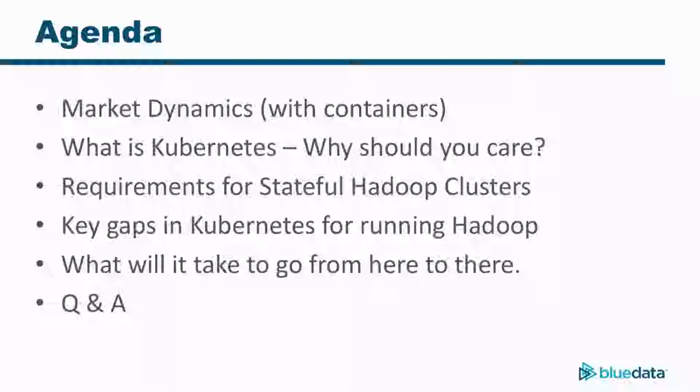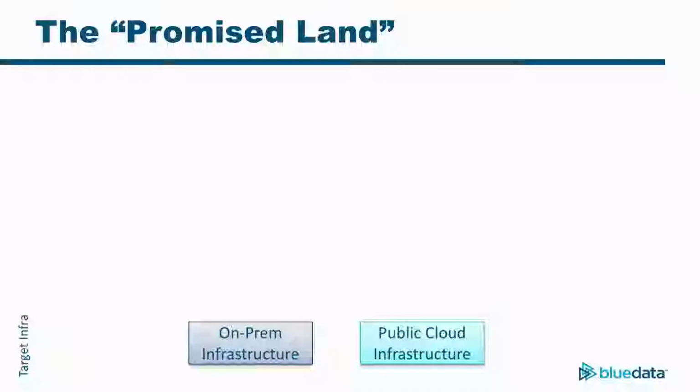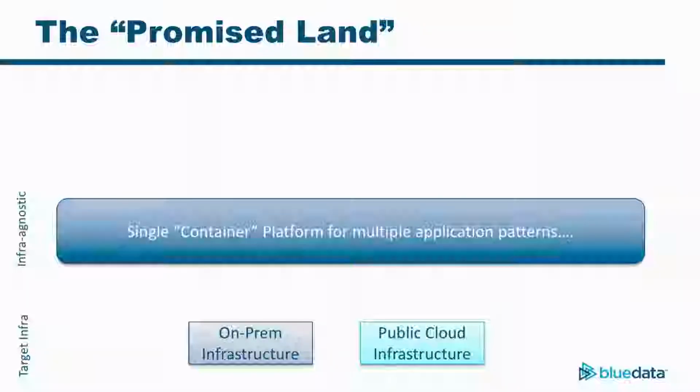So with that, I'll jump into it really quickly. The promised land. So we talk to a lot of customers, and what they're looking for, and what we hear, and this is our interpretation, is they have on-prem infrastructure, they have a desire to go to the cloud, or they're already in the cloud. So they have a combination of on-prem infrastructure and public cloud infrastructure. They want a single platform.